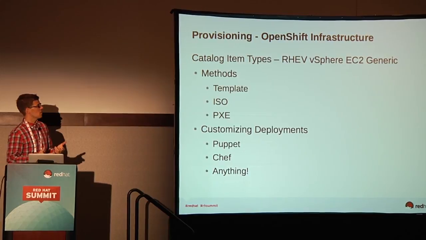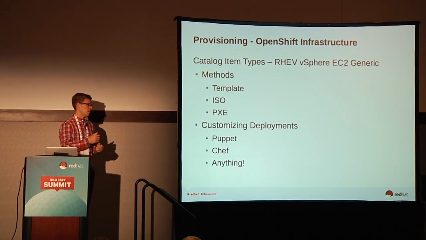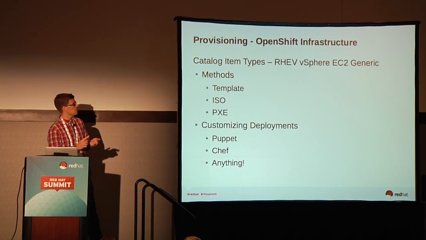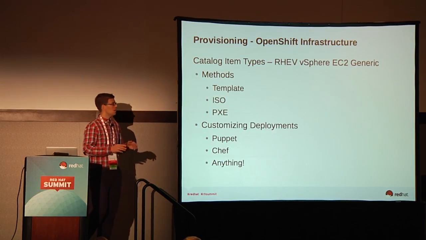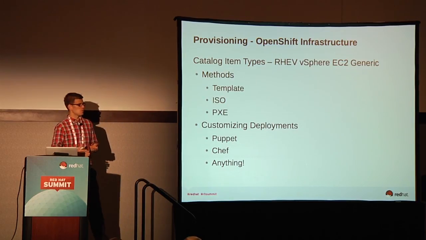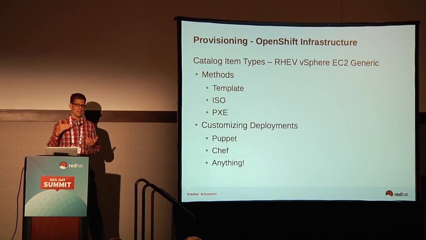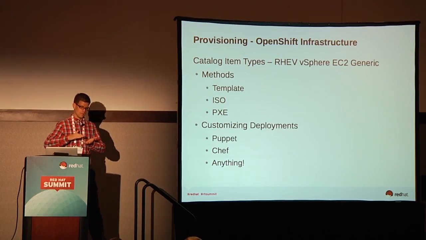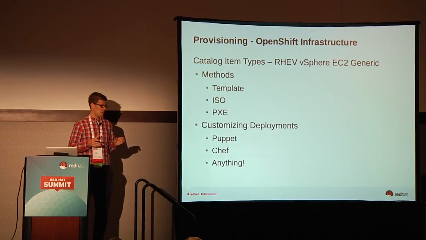There's a number of catalog item types. So a catalog item is something that you can author that you can then present to a self-service user and they can deploy it. So the catalog item types that are available today are Rev, vSphere, EC2, and generic. Rev, vSphere, and EC2 catalog item types allow you to provision a virtual machine onto that provider. The generic type allows you to have basically a custom starting point that you define the method inside of Automate that you want to call.